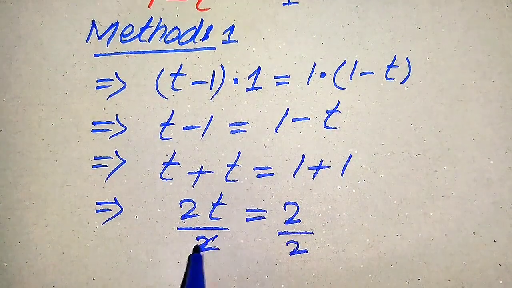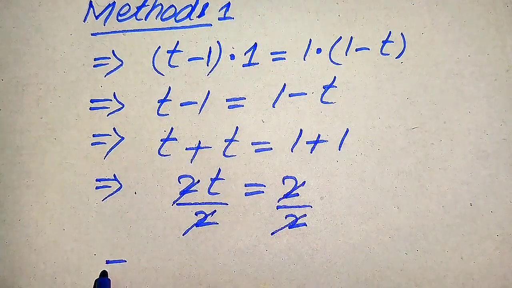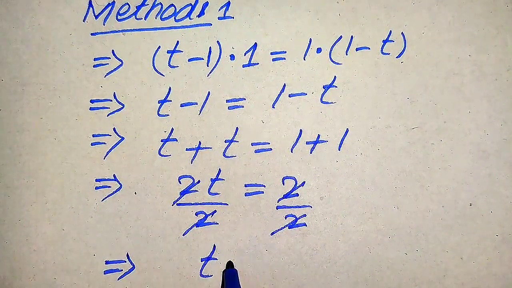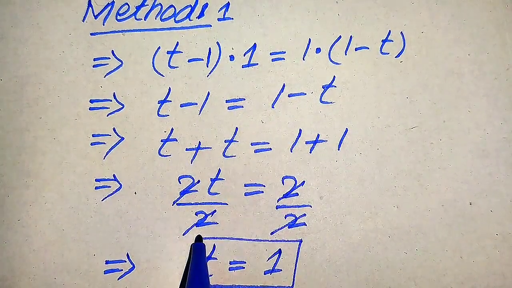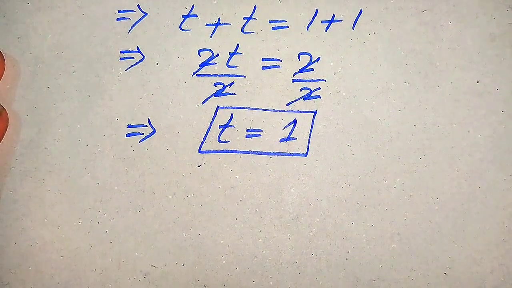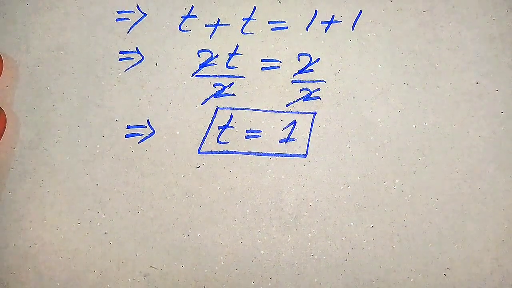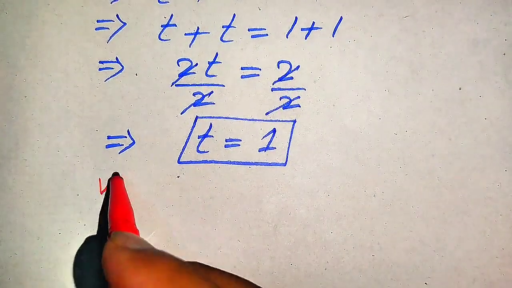You see here this 2 is cancelled out by this 2, and finally we have the value of t is equal to 1. So this is our final value of t. And now in the next step we need to verify this value of t. Does this value of t satisfy our given question statement or not?